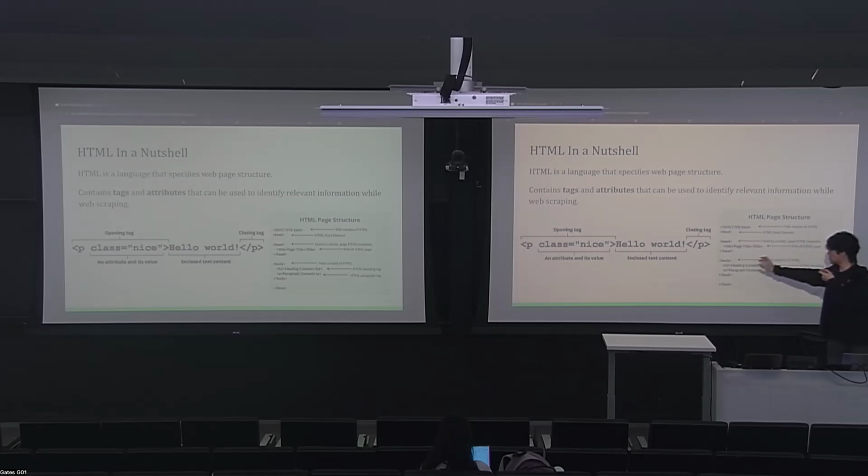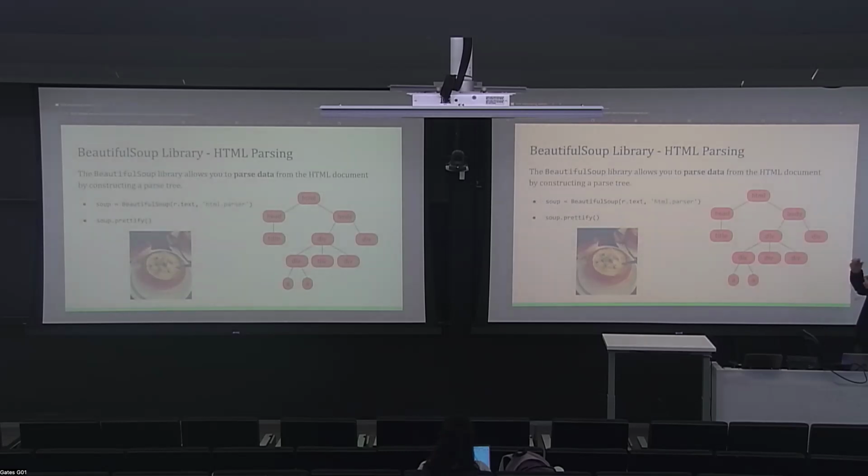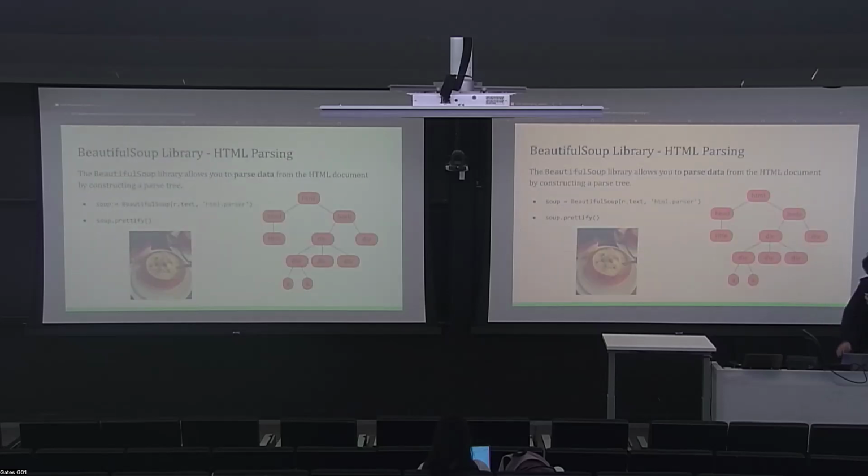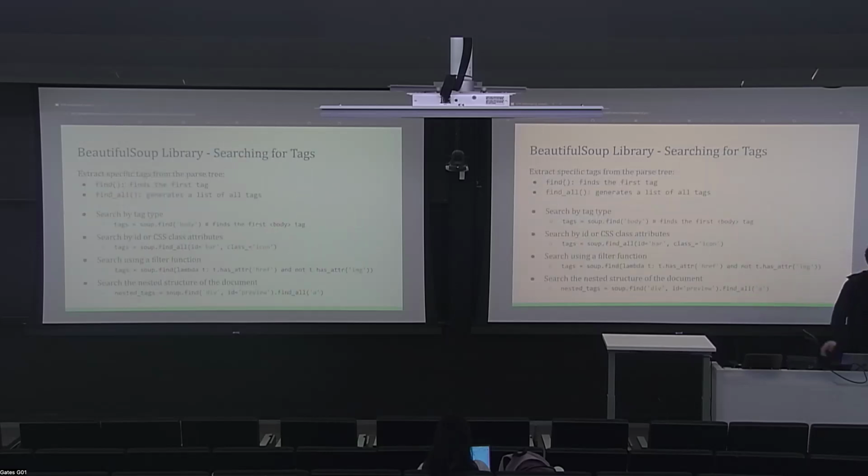But if we want to get some content from it, we need a way to figure out how to get it. That's when the library called Beautiful Soup comes in, because it can parse those contents and get what you need.